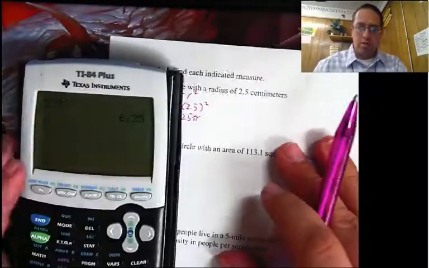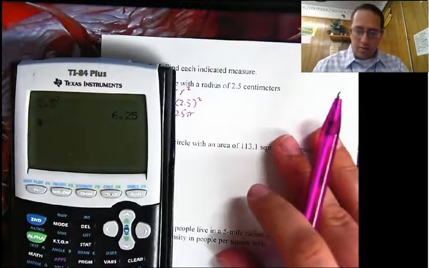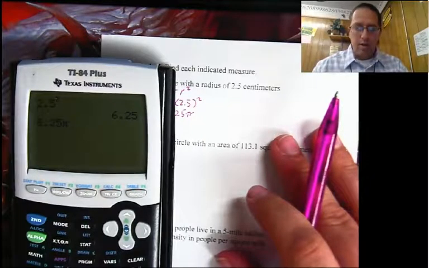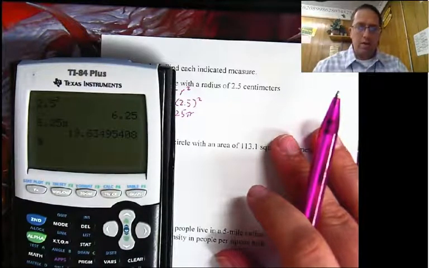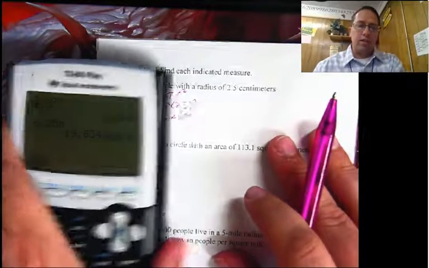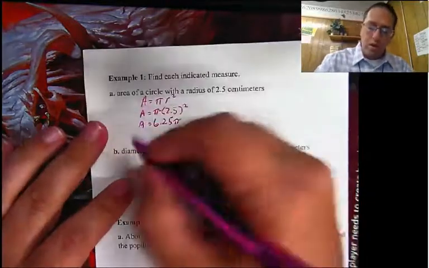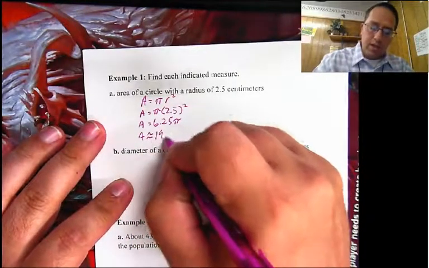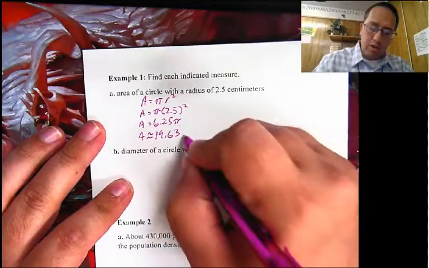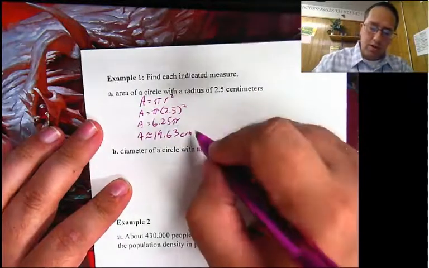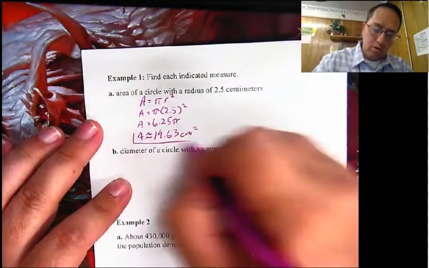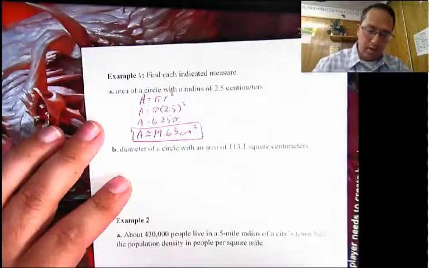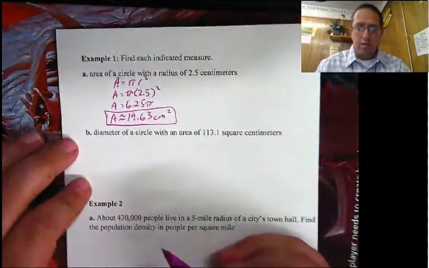Right? Dessert goes last. Now we want this in decimals, so we're going to take this 6.25 and multiply it by pi, which gives us approximately 19.63. All right, so the area is approximately 19.63 centimeters, and it is area, so squared. All right. Area. Okay, so next thing we're looking for.